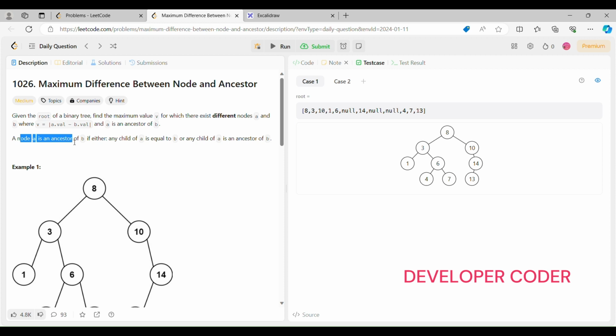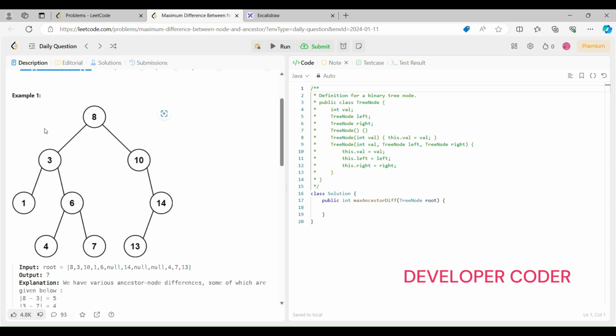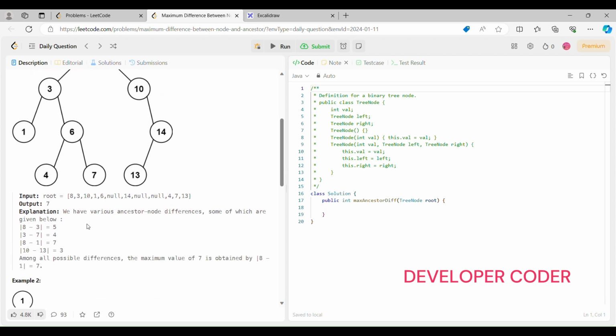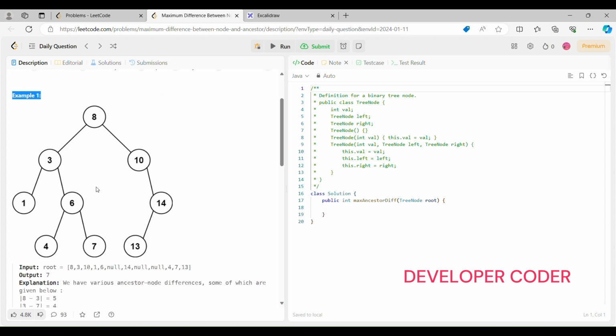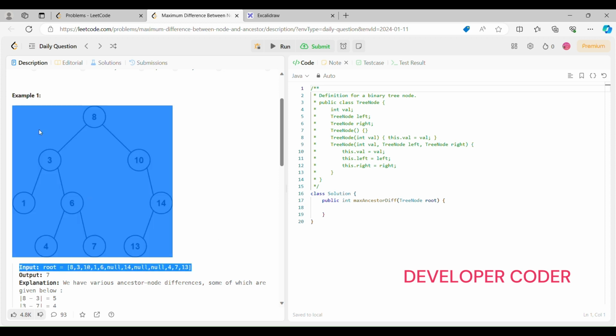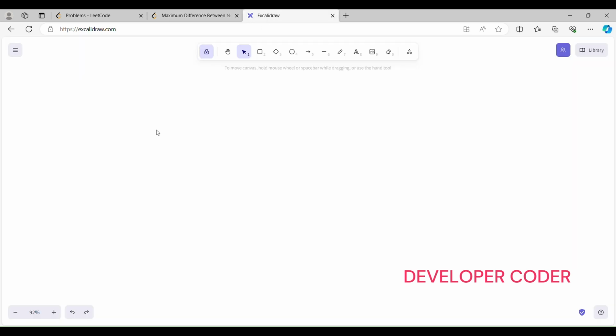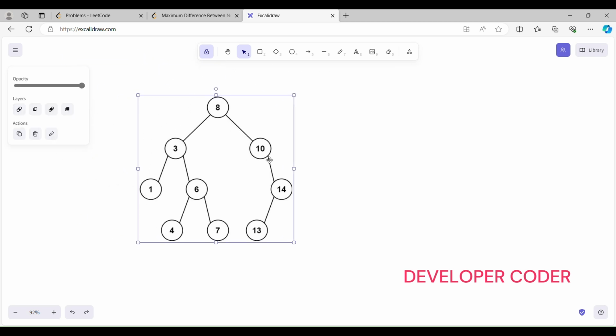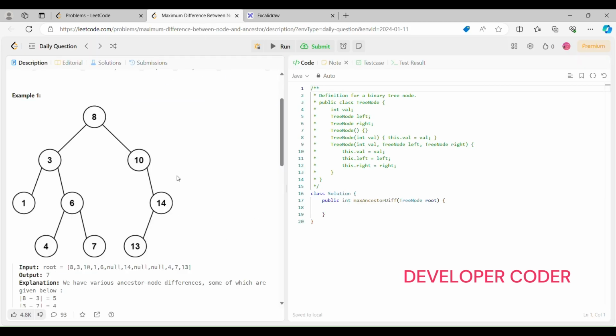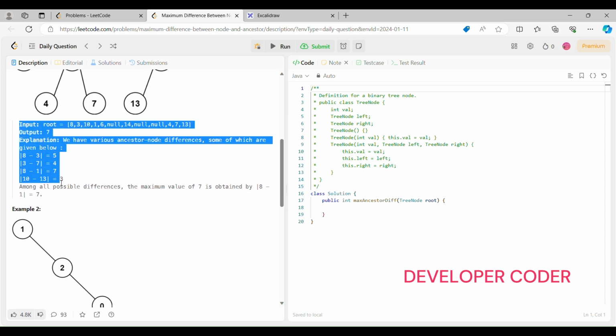A node A is an ancestor of B if either any child of A is equal to B or any child of A is an ancestor of B. So this is example 1. Let's understand this with an example. And here for this root the total output is 7.